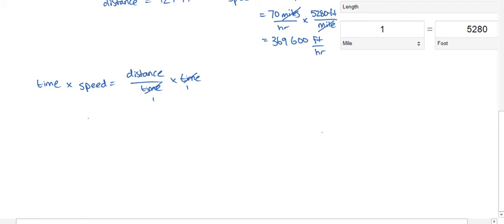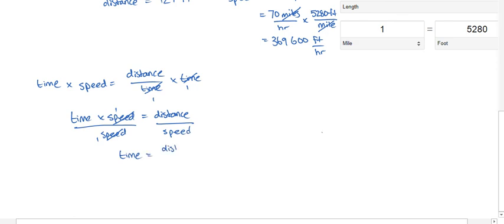So then I get distance. So then I'm left with time multiplied by speed equals distance. And I still want to isolate time, so I'm going to divide out speed. And that's the same really as 1 divided by 1, but I have to apply it to the other side as well. So time is equal to distance over speed.